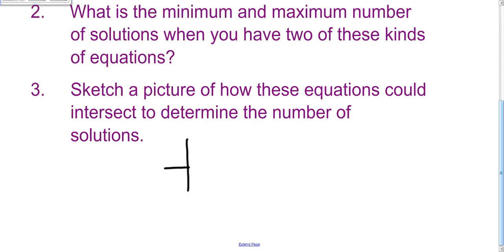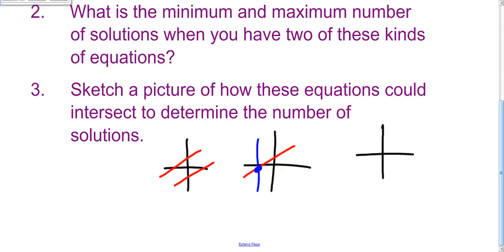Hopefully you have figured out this. They might have no solution if they're parallel. They might have one solution if they intersect in one point, or two lines might have, if this is my coordinate grid, infinite solutions if they end up being the exact same line on top of each other, then they would cross in infinitely many places.